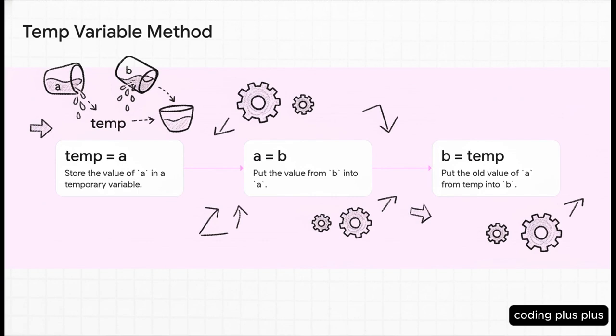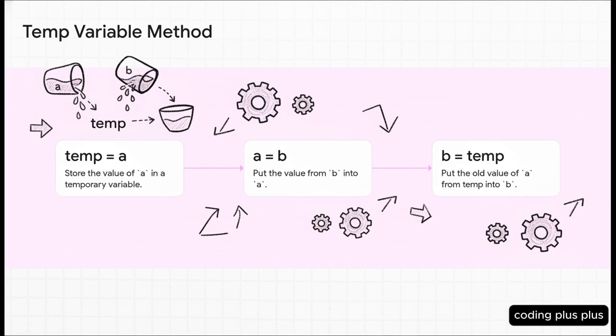We'll start by creating a variable named A and storing the value 5 in it. Next, we create a second variable, B, and we store the value 10. Now here's the important part. We create a third variable called temp to temporarily hold the value of A. Think of it as a temporary parking spot.